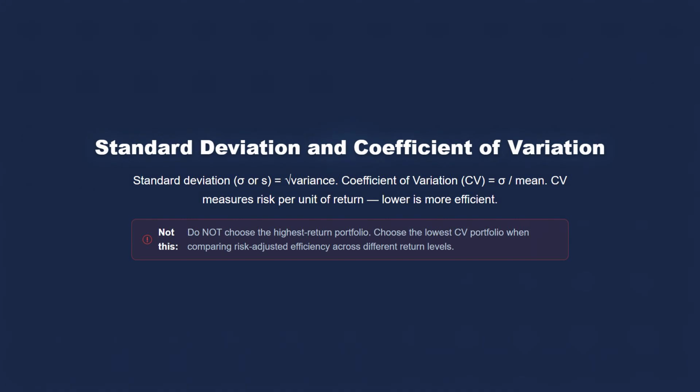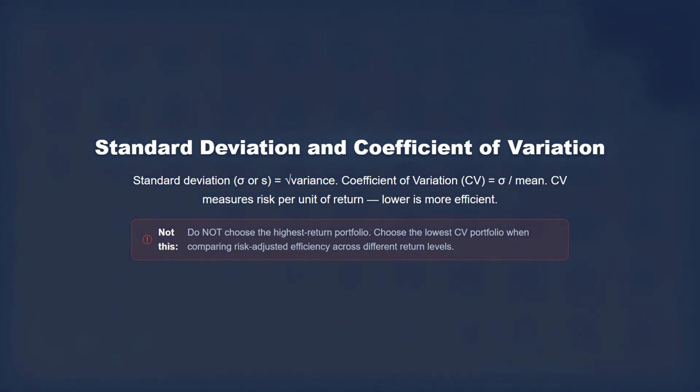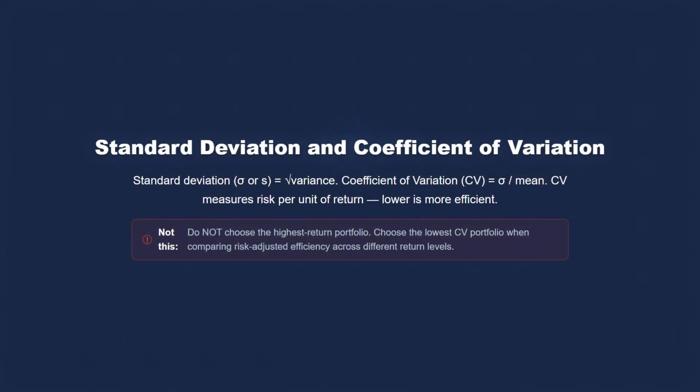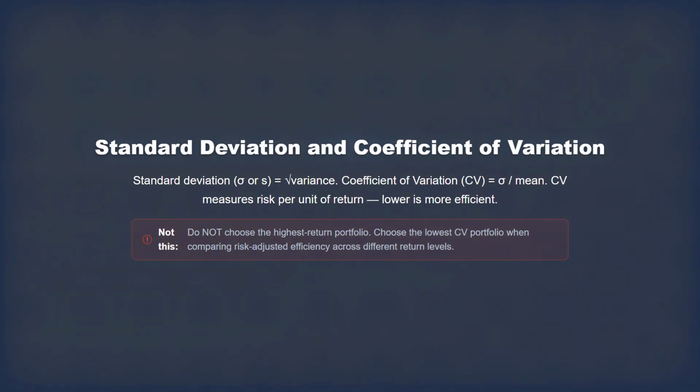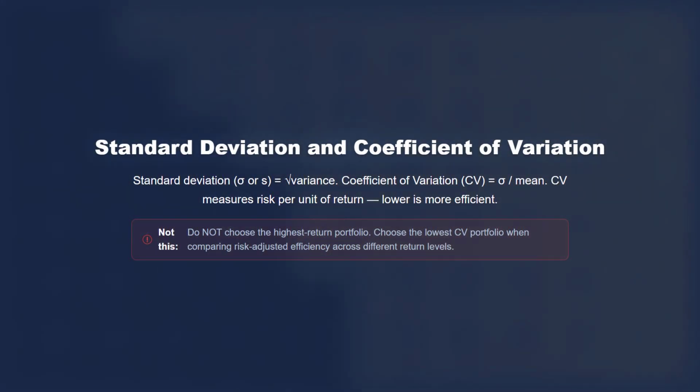CV tells you how much risk you take for each % of return you earn. Portfolio A, standard deviation 15, mean return 12. CV equals 1.25. Portfolio B, standard deviation 9, mean return 8. CV equals 1.125. Portfolio B is more efficient, less risk per unit of return. The exam trap. Candidates pick Portfolio A because it has higher absolute return. That is the wrong answer. Always compare CV. Lower CV wins.